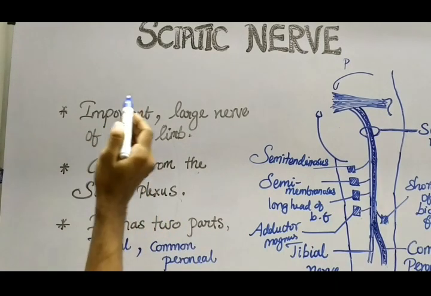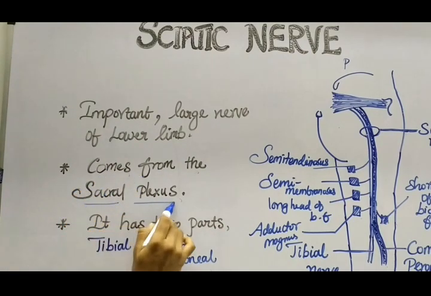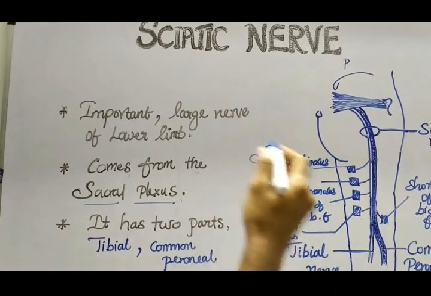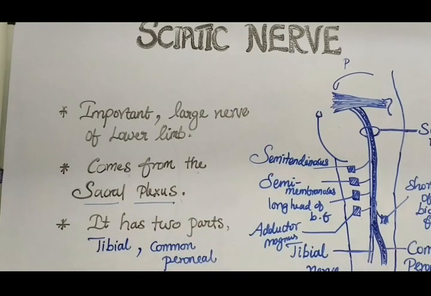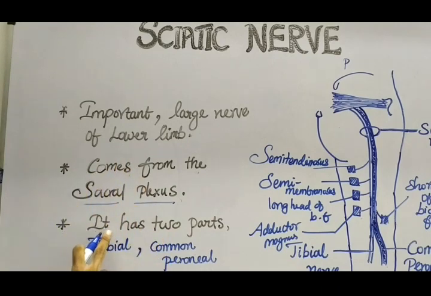So as I said, it is an important nerve which is present in this region, and the second point is it comes from the sacral plexus. And this is one of the plexuses which we have in our lower limb in the lumbosacral region. So in the upcoming videos we'll be seeing in detail about the sacral plexus. The third point is this nerve has two parts, tibial and common peroneal parts. So let's see the origin of this nerve in detail.